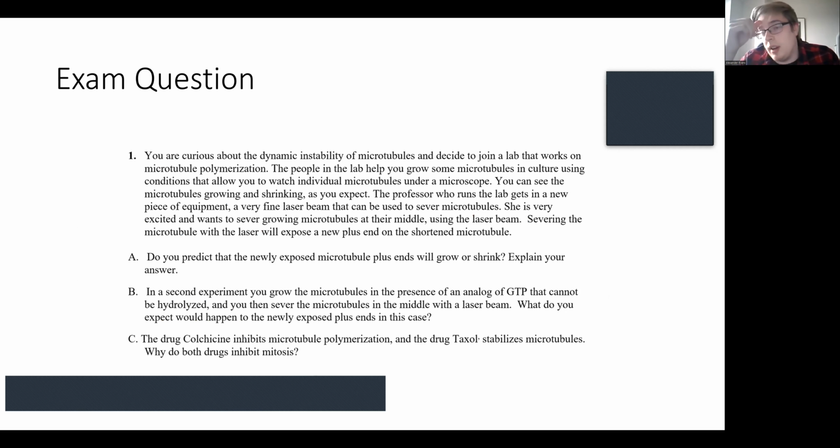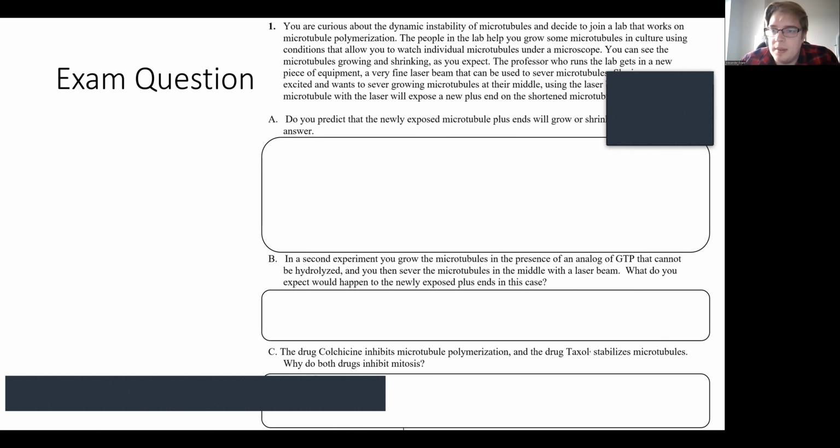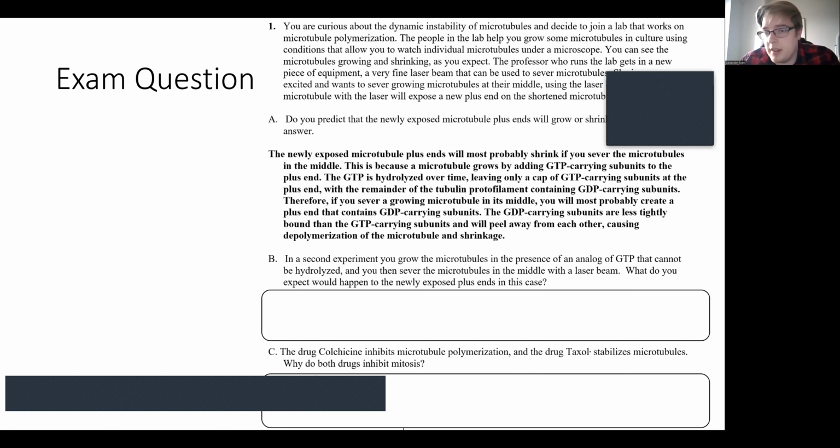Well, we talked about earlier dynamic instability. As the microtubules grow, we start to see that GDP will stay attached to the subunits after GTP is hydrolyzed. And when there's just GDP, then we know that the microtubules will start to shrink because the GTP is not holding them together. So we would expect them to shrink if we sever the microtubules in the middle, because the GDP carrying subunits will start falling apart and peeling away, and the microtubule will shrink.